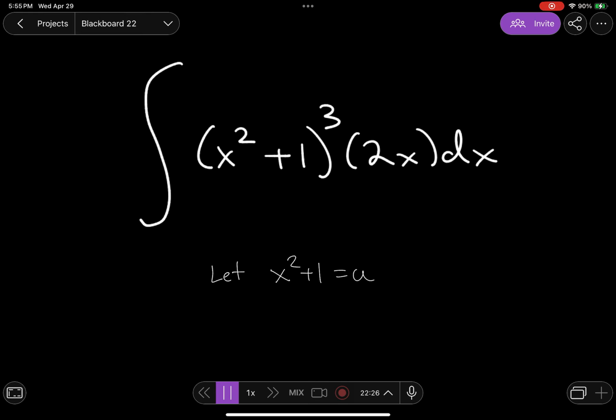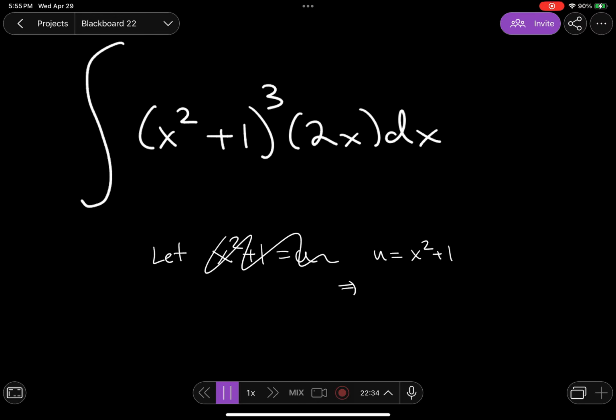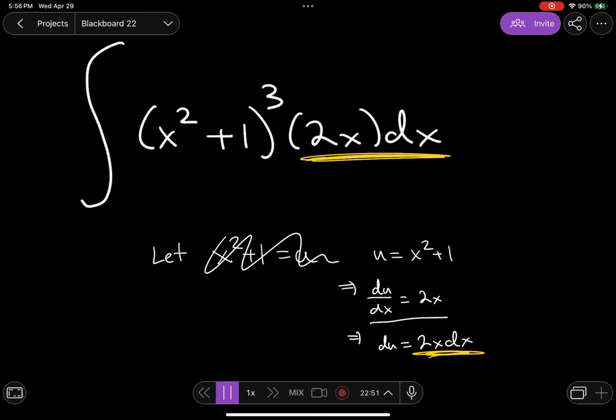Let me say that better. Let u equal x squared plus 1. Well, what would that necessarily entail? That necessarily entails that the derivative of u with respect to x is 2x, right? Another way to write this would be du is equal to 2x dx. But look at what I have. In yellow here, I have 2x dx. Oh, that's sitting right here. In green here, I have x squared plus 1. Oh, that's sitting right here.